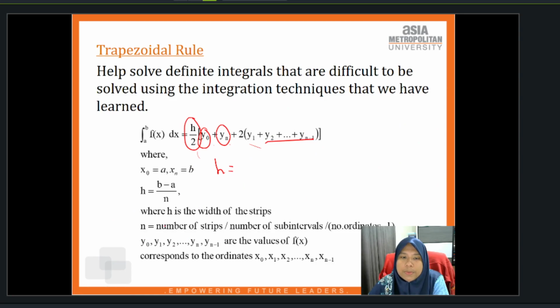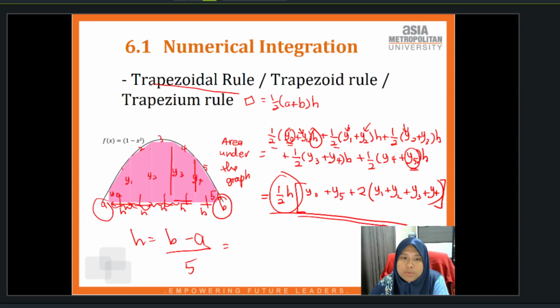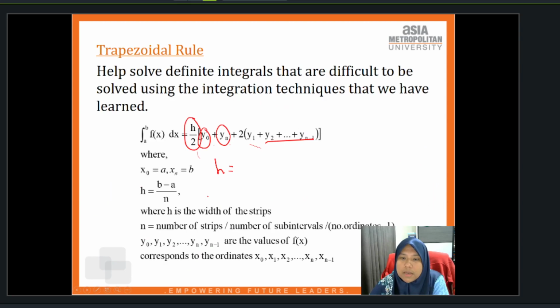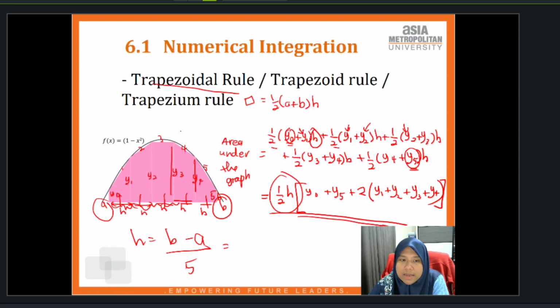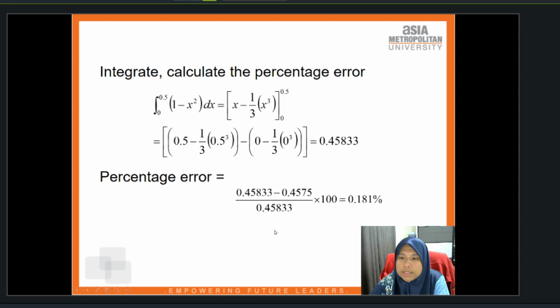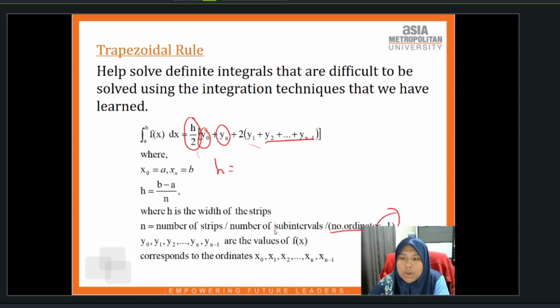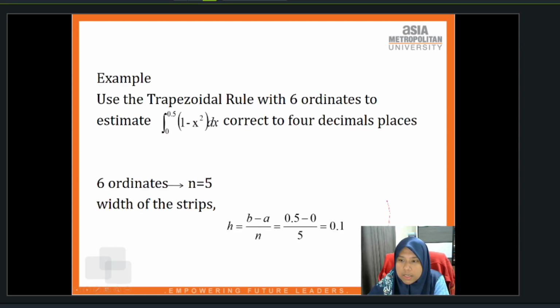So h is equal to (b minus a) over n, where n is the number of strips. 1 strip, 2 strip, 3, 4, 5 strip. Or number of sub-intervals, or number of ordinates minus 1. What do we mean by that? Number of ordinates: ordinate 1, ordinate 2, 3, 4, 5, 6. We have 6 ordinates, right?